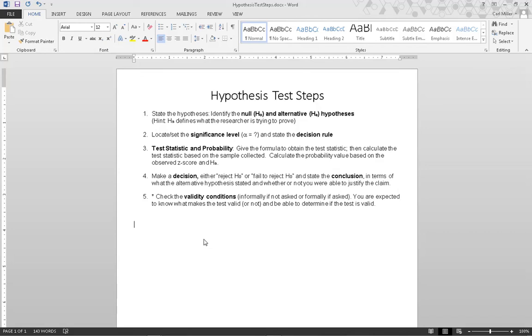And then, as asked, you're going to have to verify if a method is valid or not. So check the validity conditions, even informally if you're not asked explicitly to do so in an exercise. You're going to be expected to know what makes the test valid or not and be able to determine if the test is indeed valid. So these are the steps for any hypothesis test you do in the course.